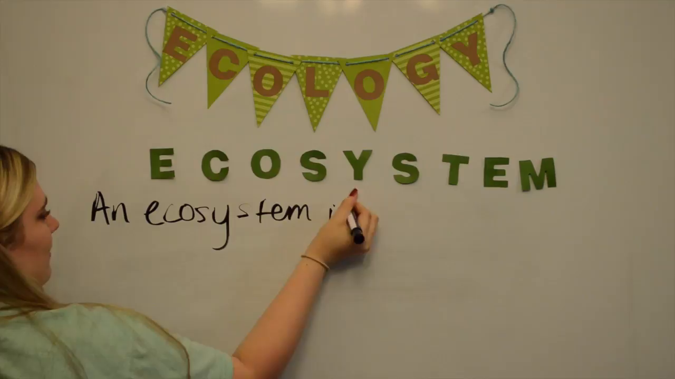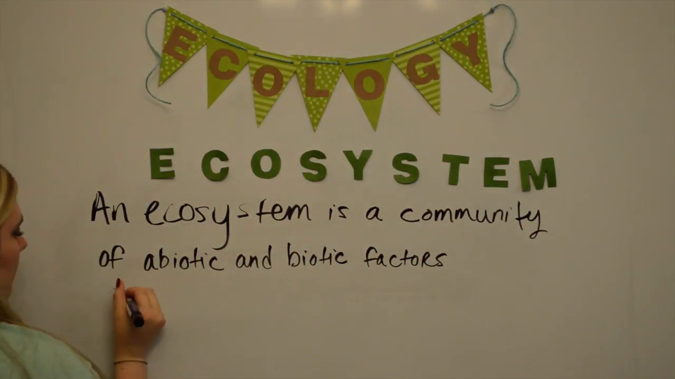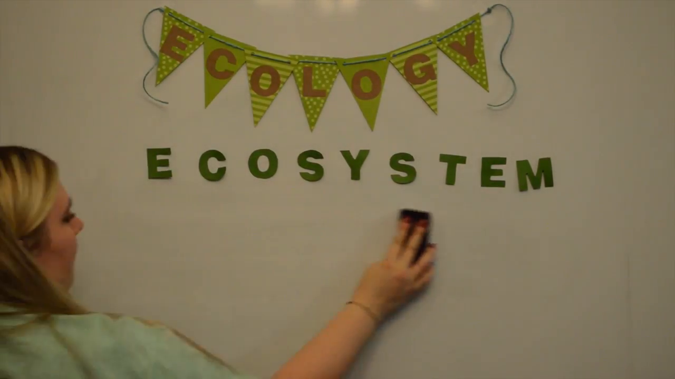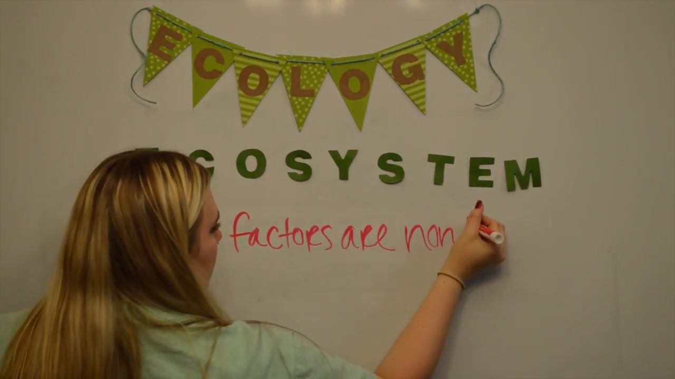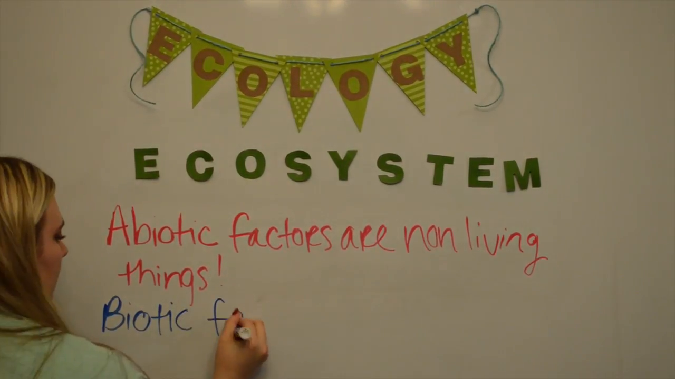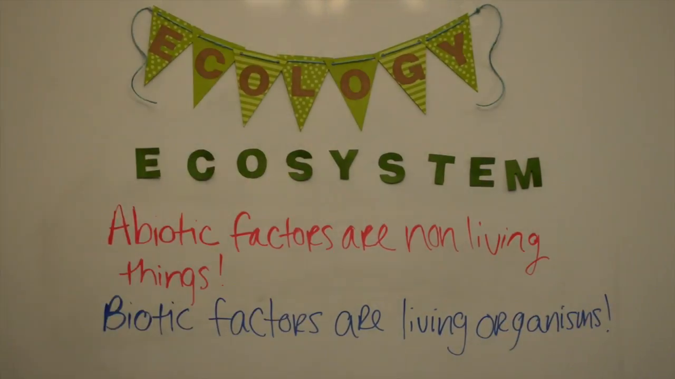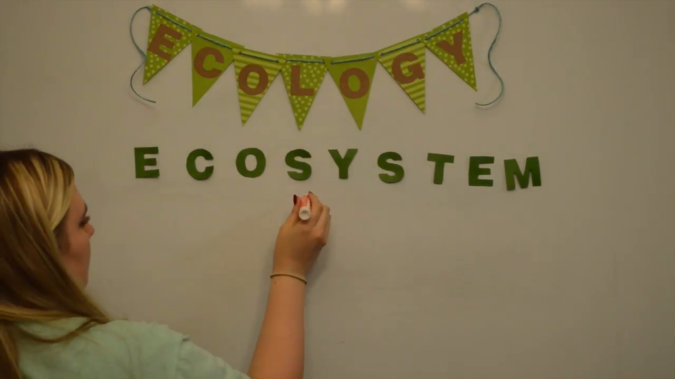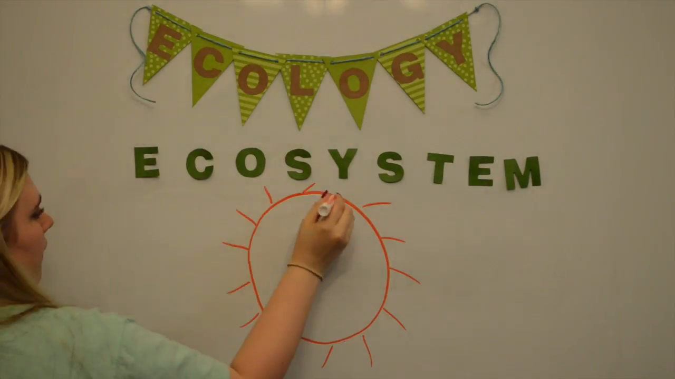An ecosystem is a community of abiotic and biotic factors interacting in their environment. Abiotic factors are non-living things such as water, rocks, or energy. Biotic factors are living organisms such as plants, animals, and decomposers. Energy is received through sunlight, and the process of photosynthesis occurs to keep the balance in an ecosystem working.